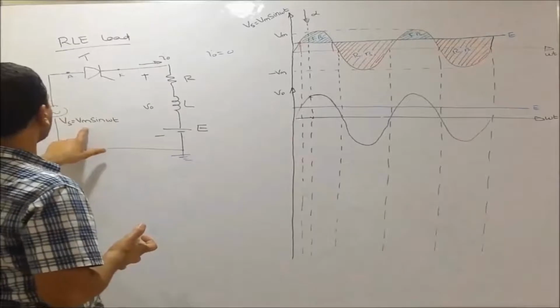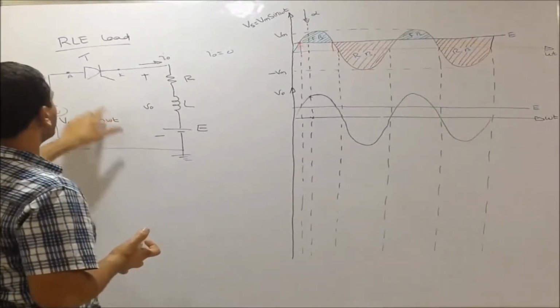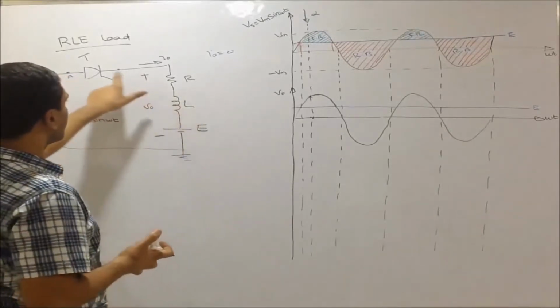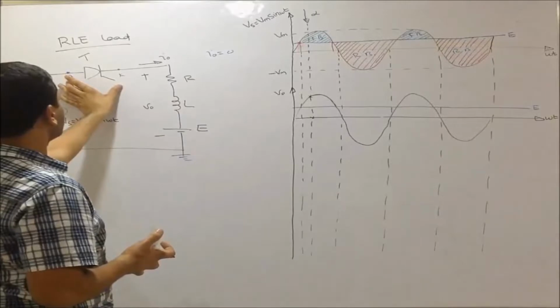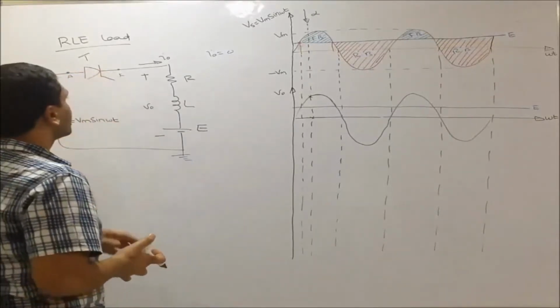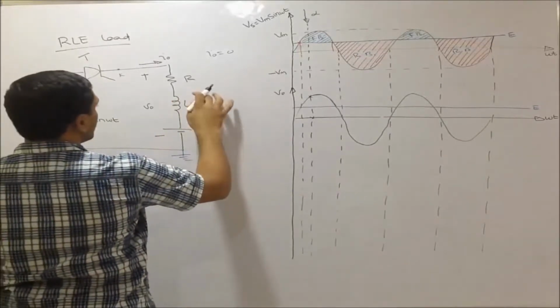At alpha max, what happens? This Vs equal to Vm into sin alpha max equals E on this side. And even on the cathode side, you have E. So the SCR experiences 0 voltage, so it stops conduction. But here I have the inductor. Inductor, what does it do?